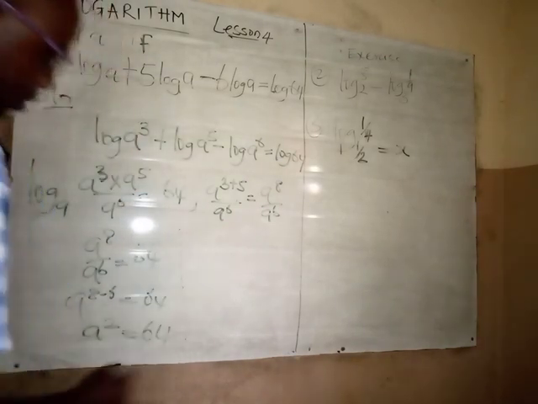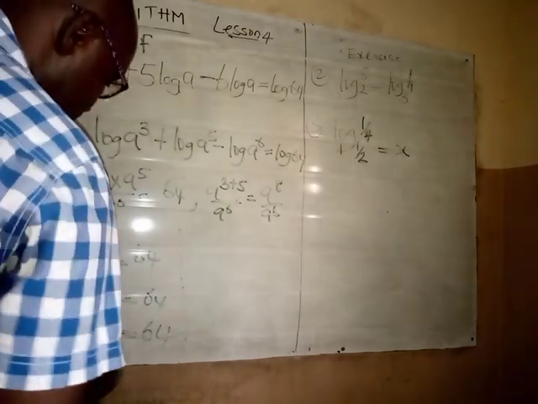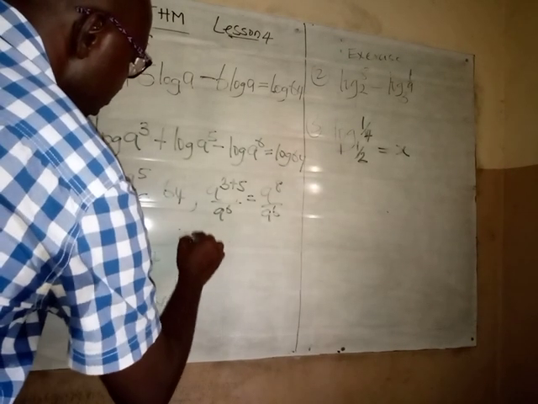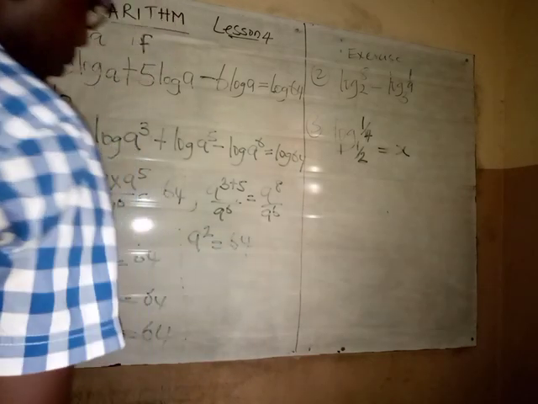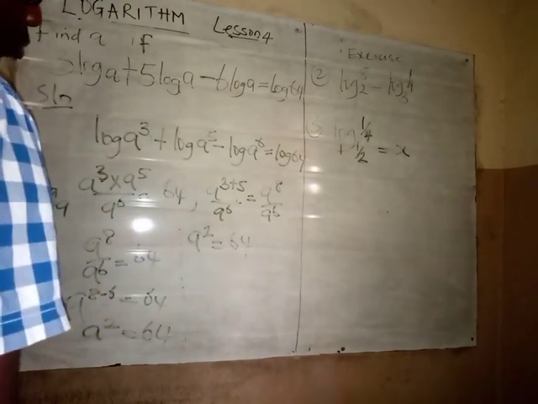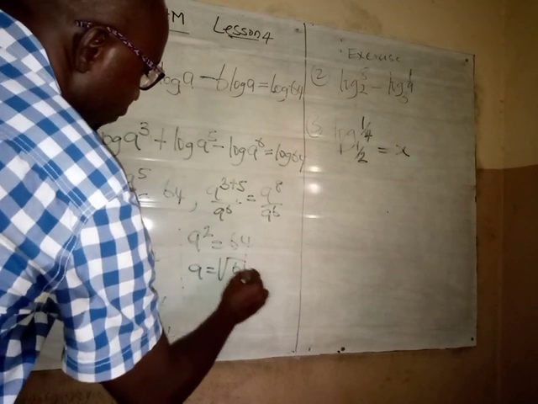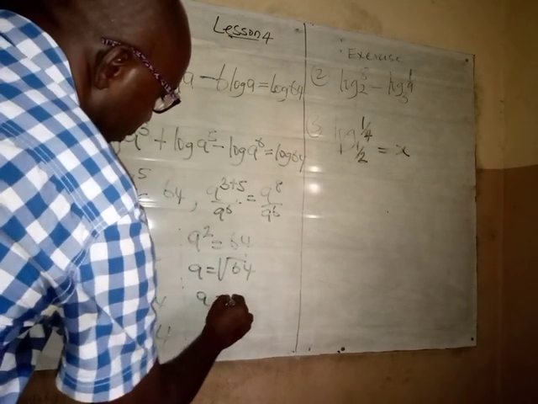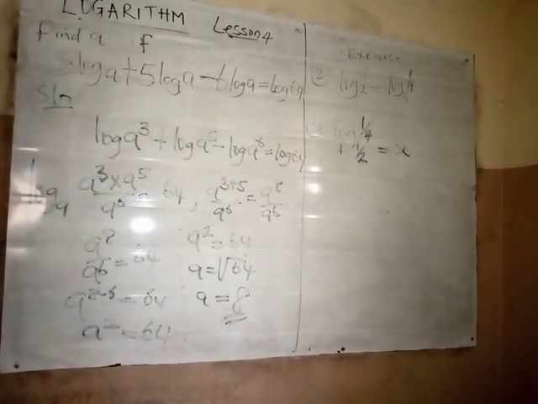So what we now have is a raised to power 2 equals 64. You take the square root of a squared, which equals the square root of 64. A equals 8. So this is how to go about such a problem.